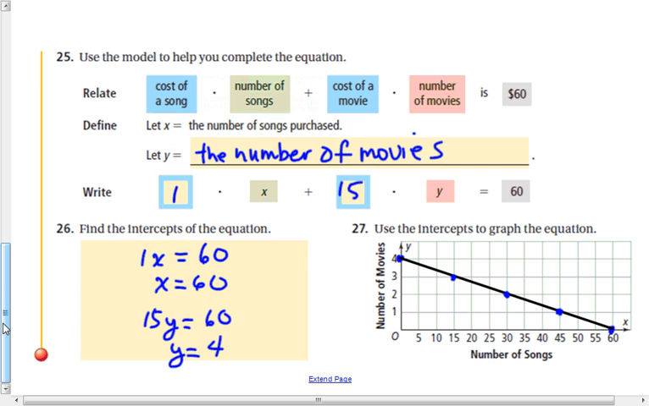All right, that should do it for this lesson. Go ahead and do the lesson check, and we'll talk about that next time we meet in class.